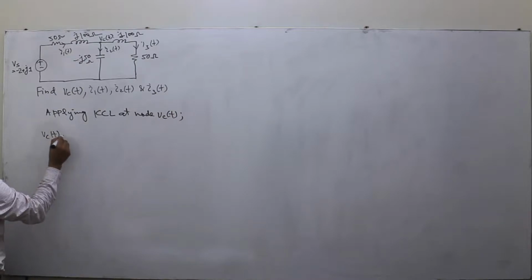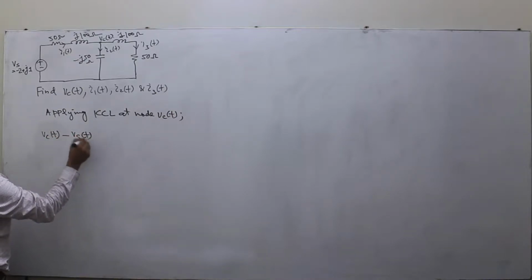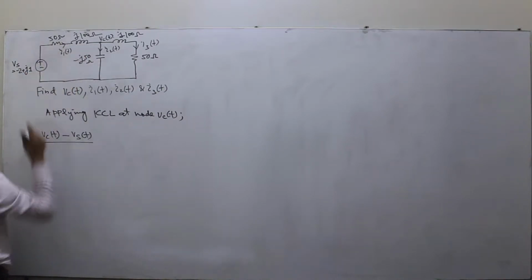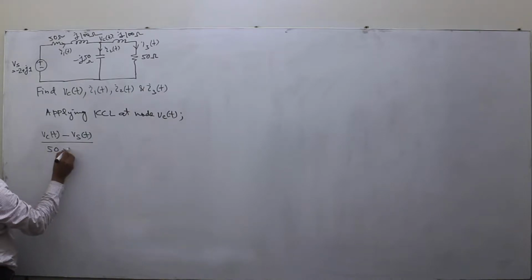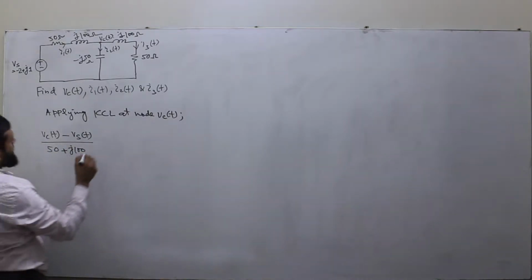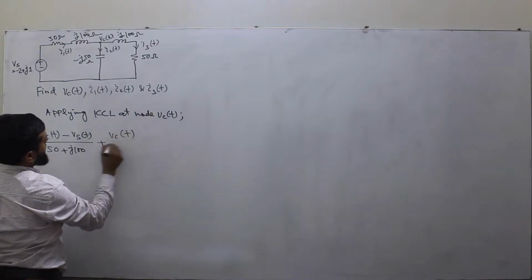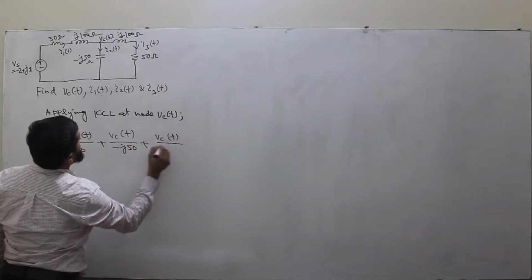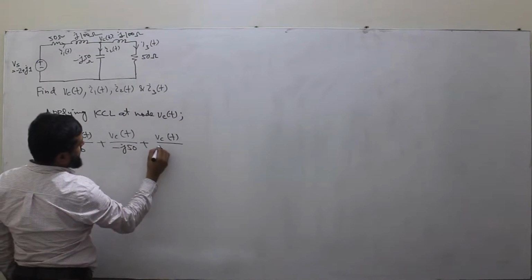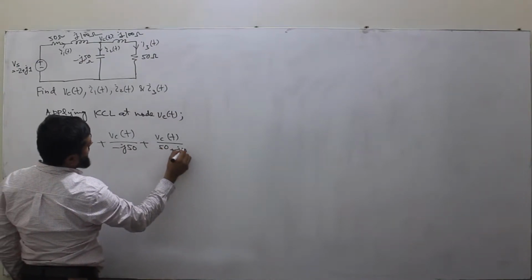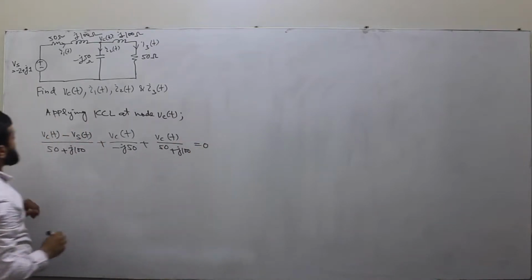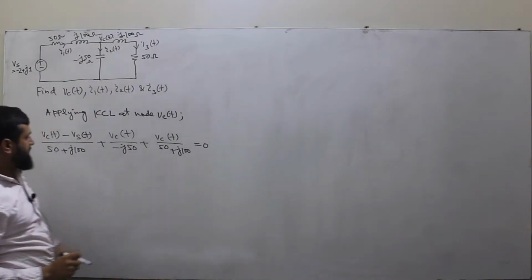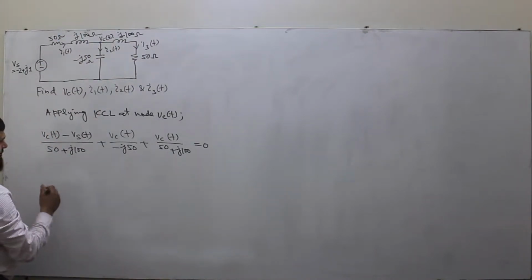Vc(t) minus Vs(t), this voltage minus this voltage, divided by the impedance in this branch, which is 50 ohm plus j100, plus Vc(t) divided by minus j50, plus Vc(t) divided by 50 plus j100 is equal to 0. We can see we have three components of the current. Now we have to just simplify it.